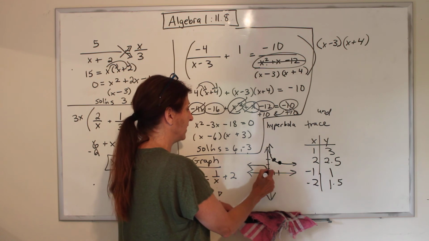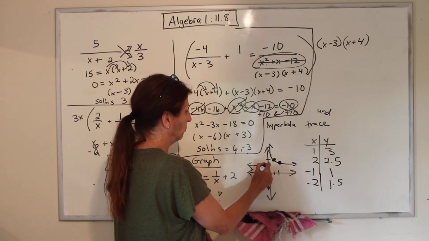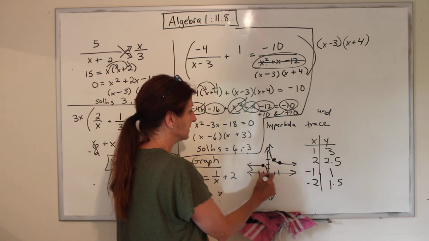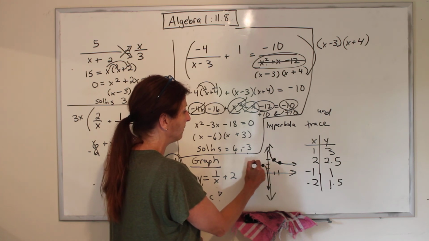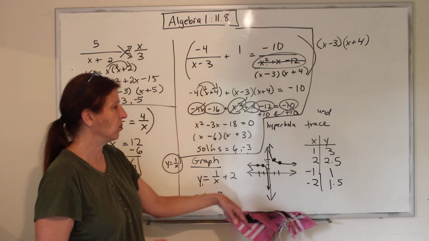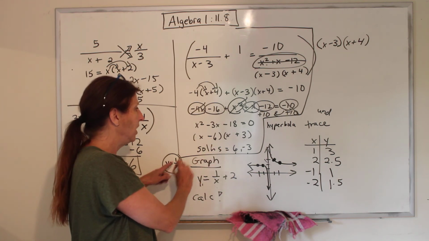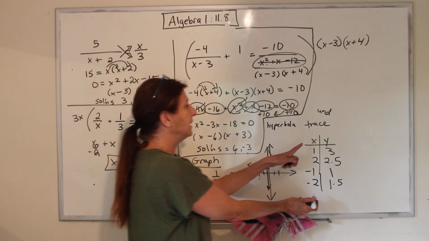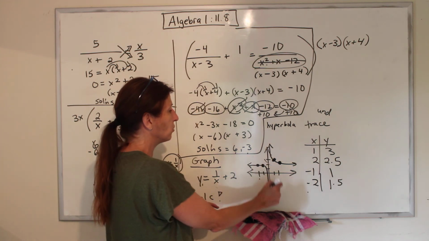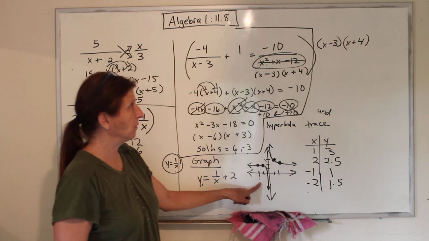Then I say, well, what if x is negative 1? Y is 1. What if x is negative 2? It's 1.5. And then once you get some points, you draw your lines. I want you to be able to work backwards from your calculator, to looking at the graph, to getting an x and y, to drawing a few points, and drawing it.